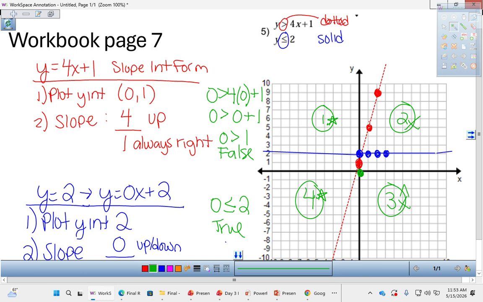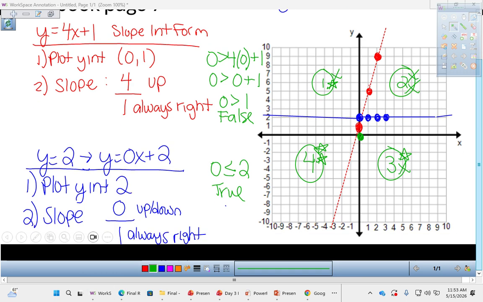So 3 works for the blue line and 4 works for the blue line. Everything above my blue line is false. So this doesn't work and this doesn't work. So my region that works for both is region 4. So the region that's going to get colored in is region 4.